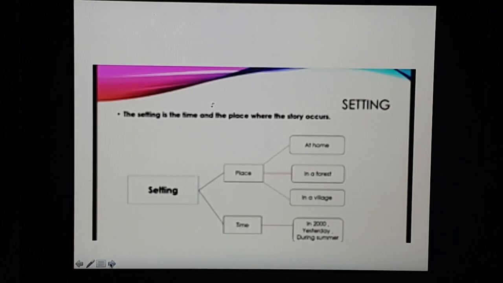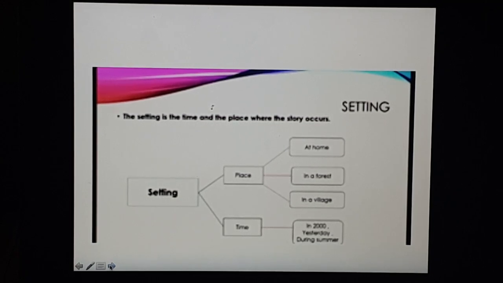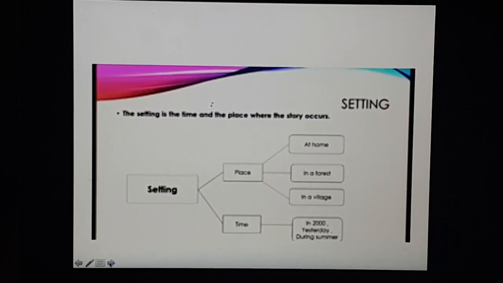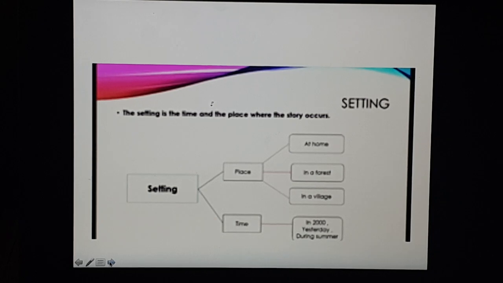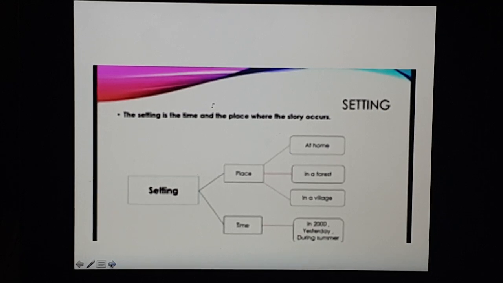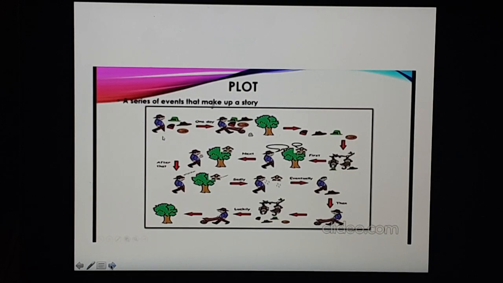Next is the setting. Setting is the place and the time. The setting is the time and the place where the story occurs. For settings, we can take places like home, forest, village, city, anywhere. And for time, we can use words like in the year 2005, or we can talk about yesterday, or we can use words like during summer, during winter. So these are the times we can use in the setting.